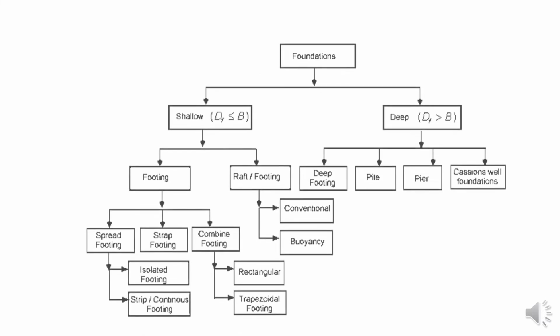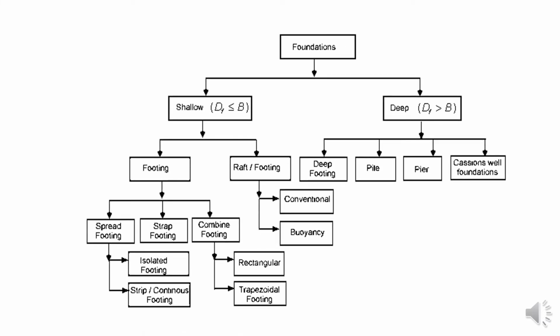Let us see the different types of foundation or footing. Footing is normally divided into two. First one is a shallow foundation, another one is a deep foundation. If the depth of the footing is less than or equal to B, that is called a shallow foundation. If the depth of the foundation is greater than the width of the foundation, it is called a deep foundation.